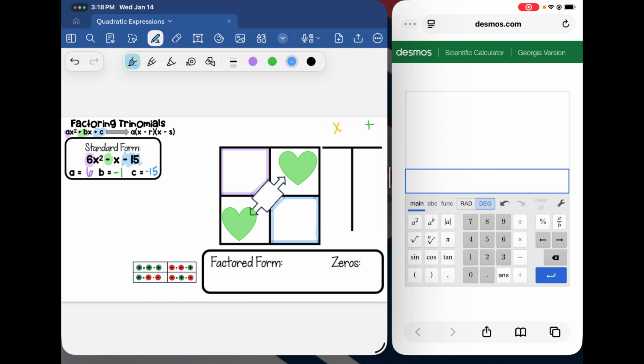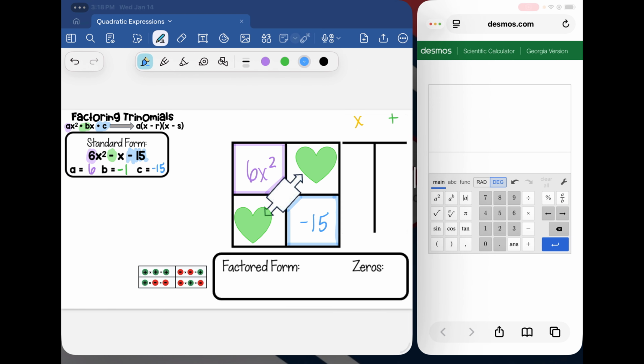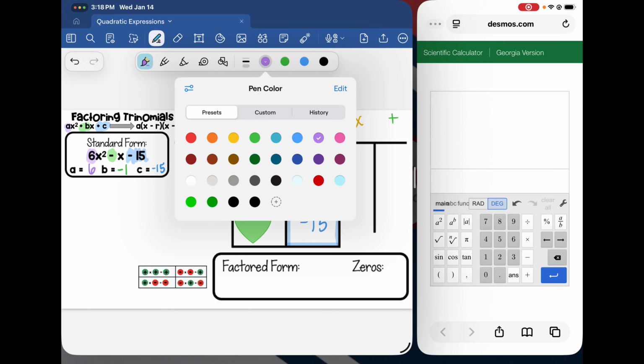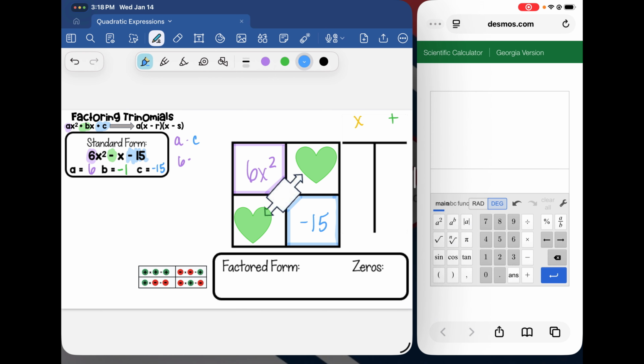All right. So I'm going to go ahead and partially fill in my area model with what two terms? Your quadratic term in the first corner and then your constant in the bottom corner. And I have to rewrite my linear term, aka this negative 1, into two numbers. I want these two numbers to multiply to my A times C value, in this case 6 times a negative 15. So 6 times a negative 15 gives me a negative 90.